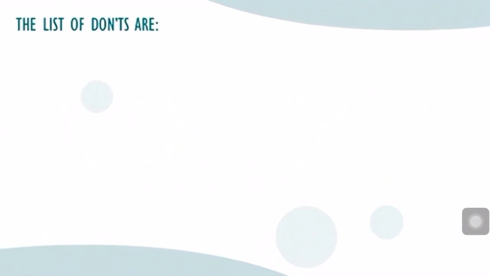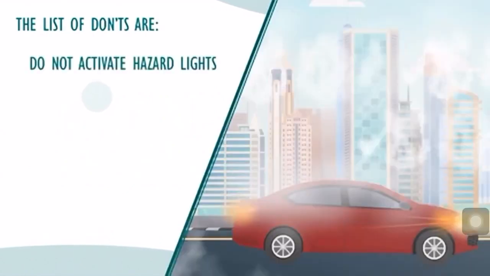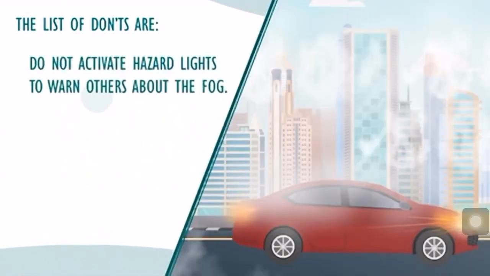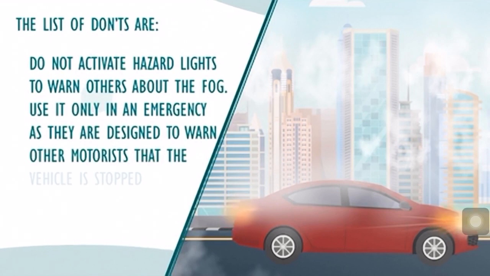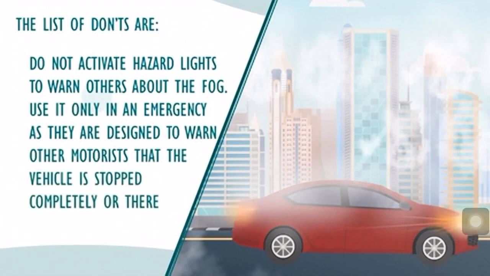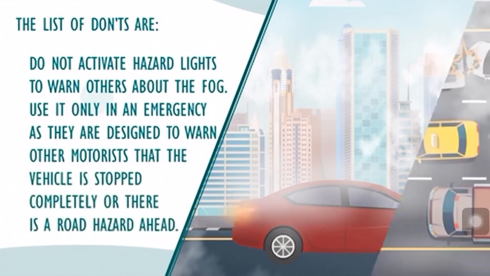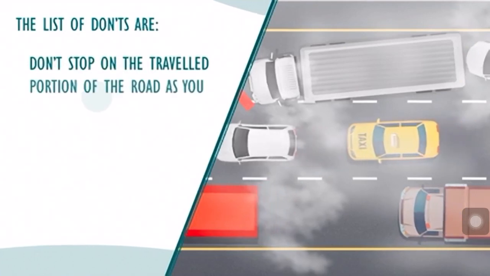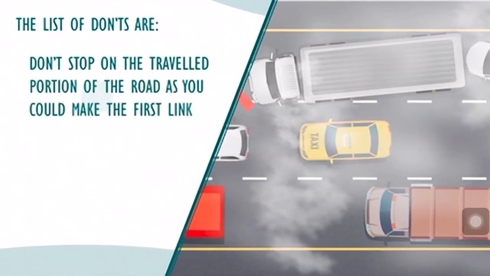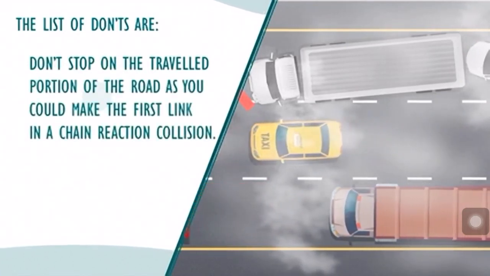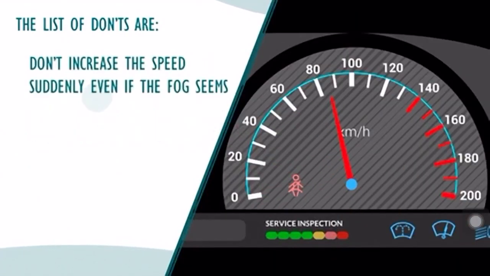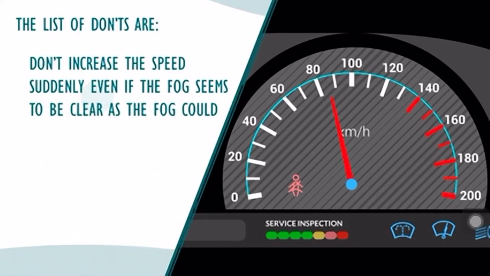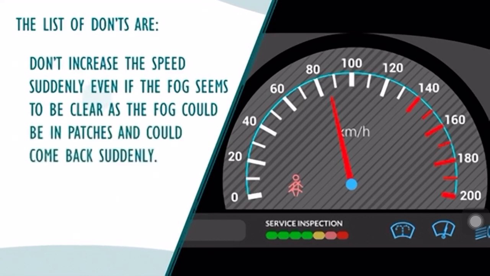The list of don'ts are: do not activate hazard lights to warn others about the fog. Use them only in an emergency, as they are designed to warn other motorists that the vehicle is stopped completely or there is a road hazard ahead. Don't stop on the traveled portion of the road, as you could make the first link in a chain reaction collision. Don't increase the speed suddenly, even if the fog seems to be clear, as the fog could be in patches and could come back suddenly.